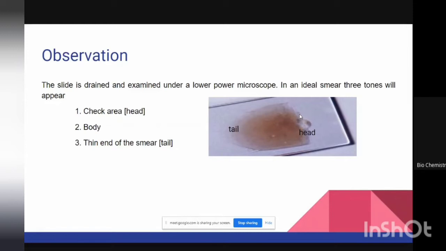In an ideal smear, 3 zones will appear. One is the tail zone, and then you have the body, and then the head zone. The tail zone is too thin to identify the cells, and the head is too thick to identify. So it is the body zone which we have to examine to identify the leukocytes.